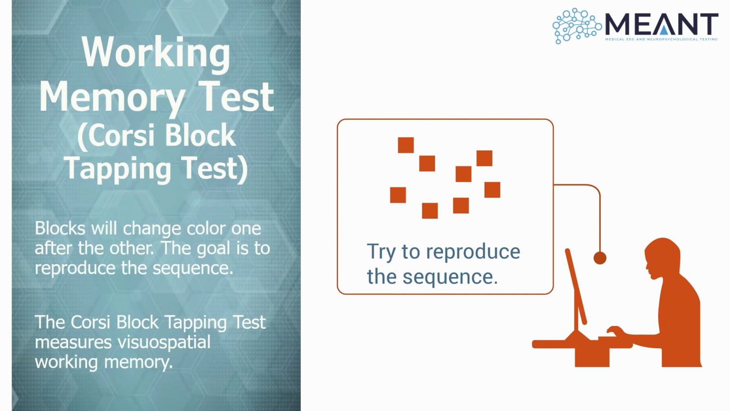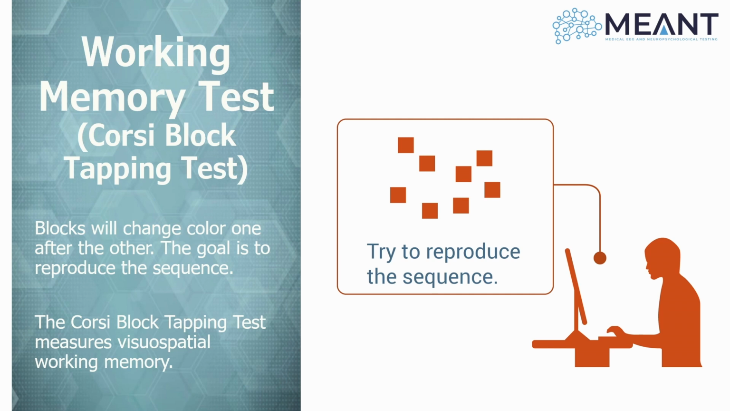The Corsi Block Tapping Test starts out with a sequence of only 2 blocks. When the subject correctly reproduces the sequence at least 2 out of 3 trials, the sequence is increased by 1 block. The sequence with the highest number of blocks that can successfully be reproduced by the subject in 2 out of 3 trials is called the Corsi span. The Corsi Block Tapping Test is a measure of visuospatial working memory.